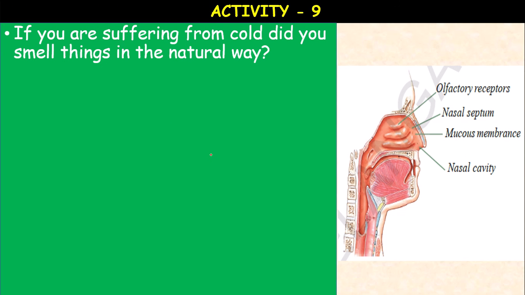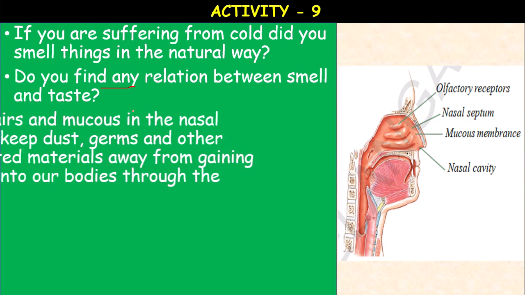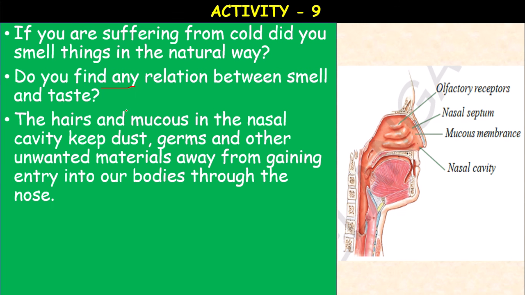Another activity: if you are suffering from cold, do you smell things in the natural way? No, isn't it? Do you find any relationship between smell and taste? Yes. When you are suffering with cold, you are unable to taste also, because you cannot enjoy the flavor.